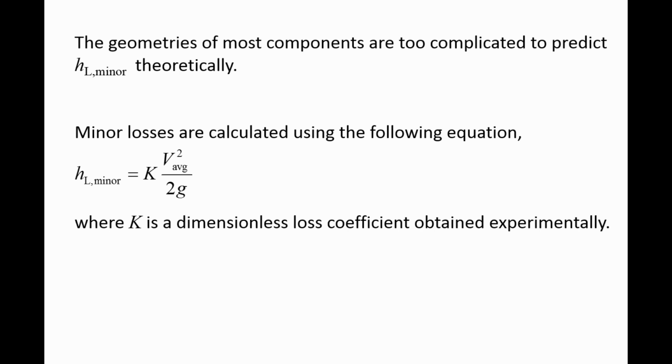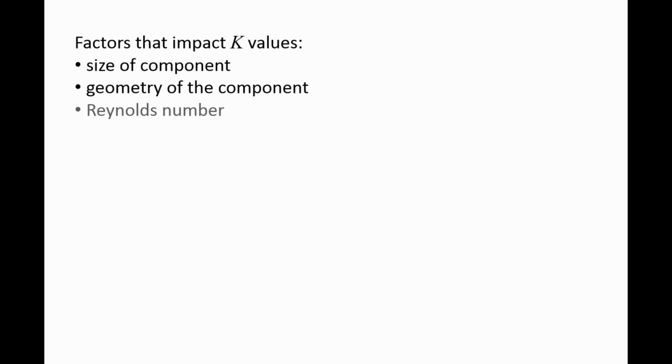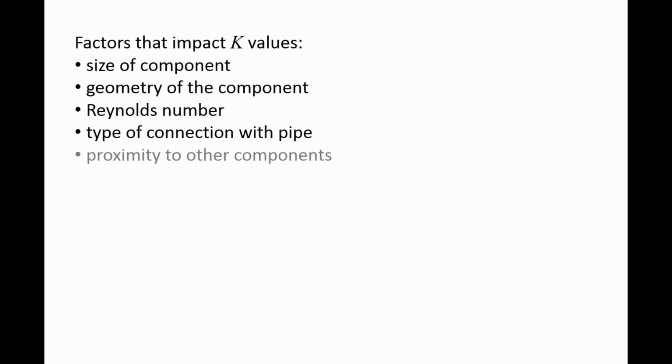For each component, the minor loss is equal to K times V average squared over 2g. K is a dimensionless loss coefficient that is obtained experimentally. Higher K values indicate higher losses for the same flow speed. There are many factors that can impact the loss coefficient: the size and geometry of the component, the Reynolds number, how the component is connected to a pipe, the proximity to other components, and the age of the component can all affect the loss coefficient.